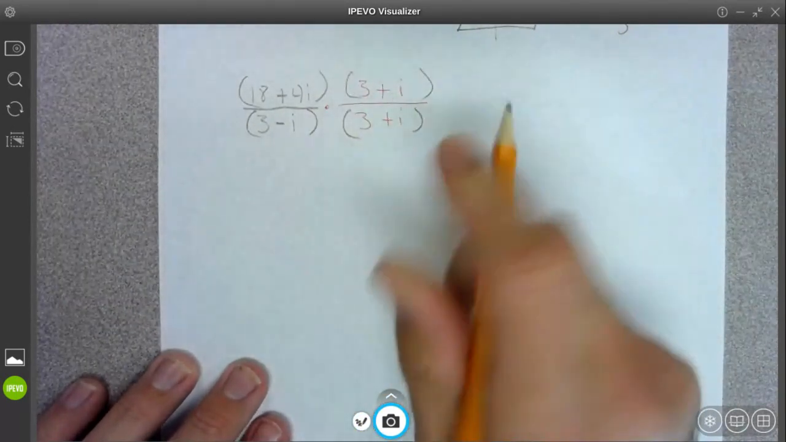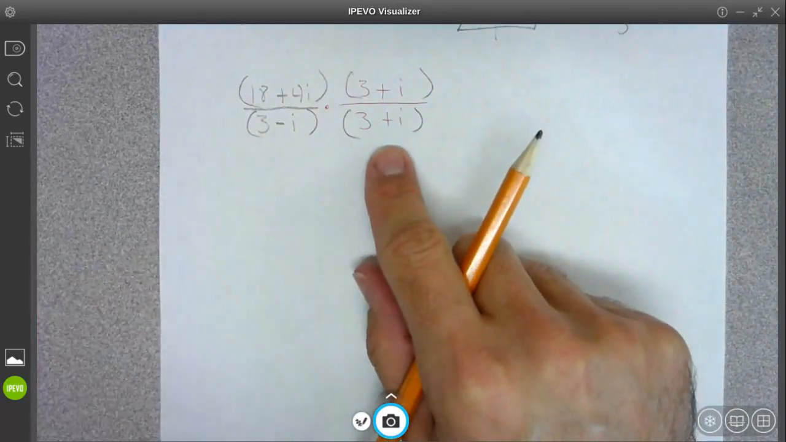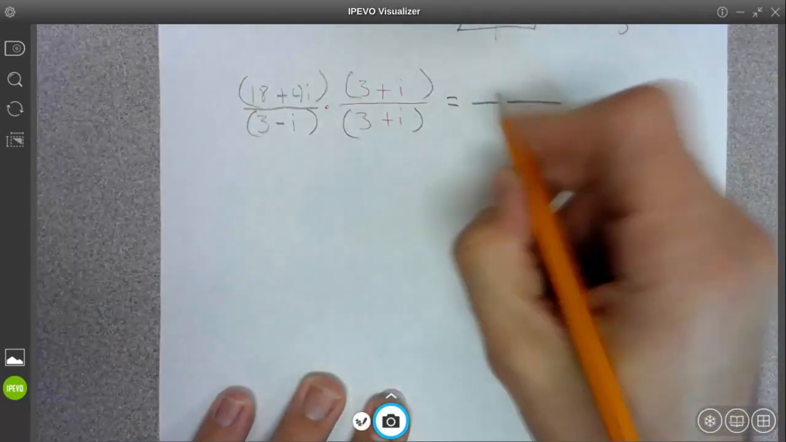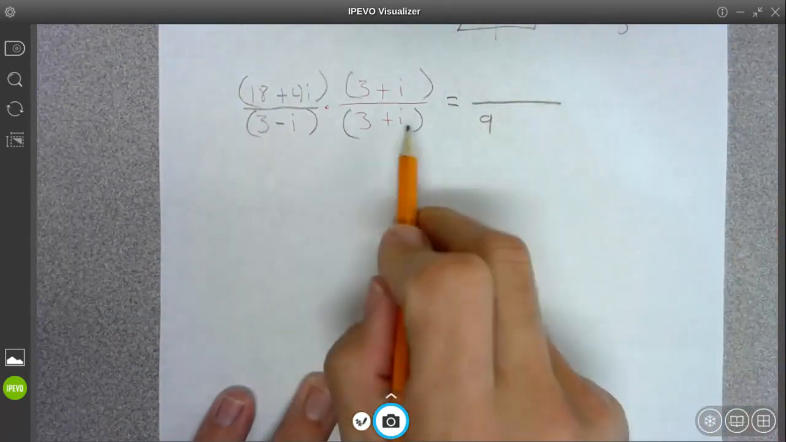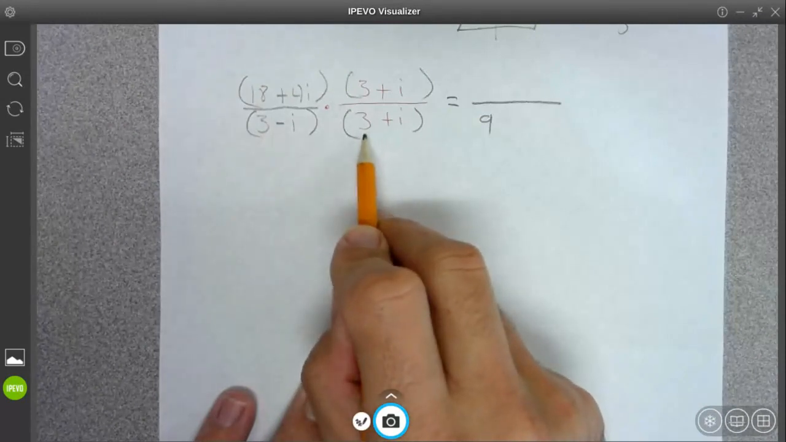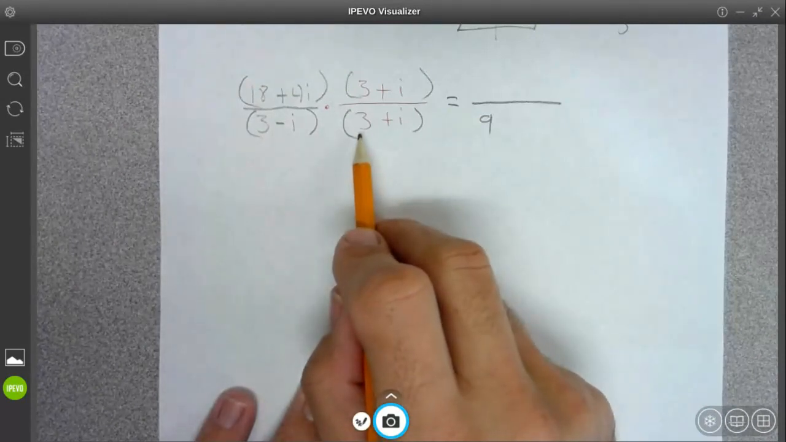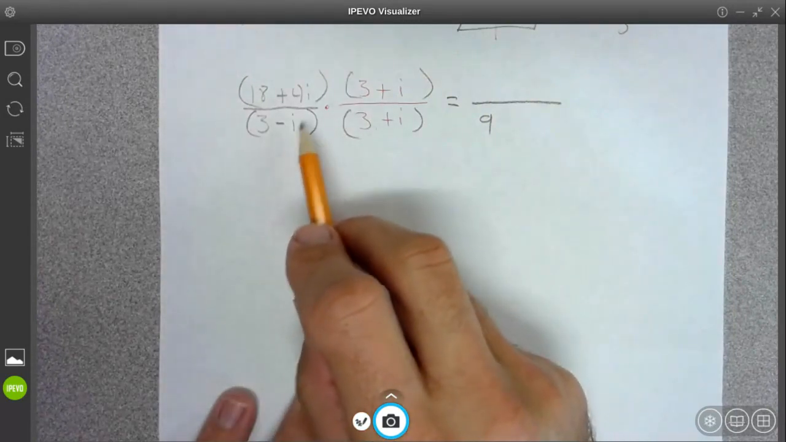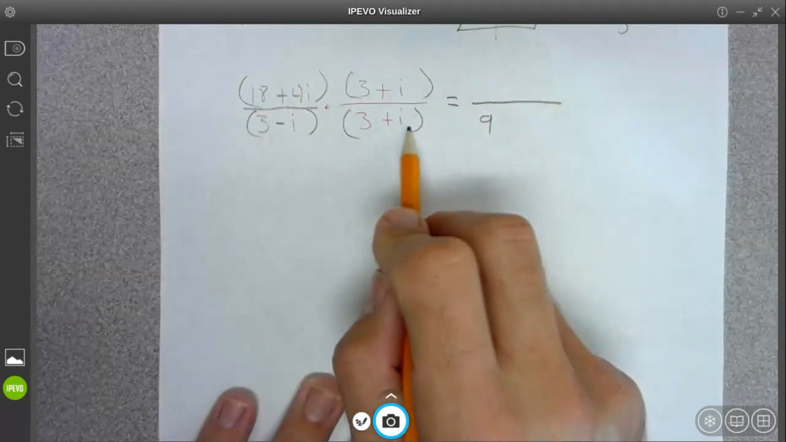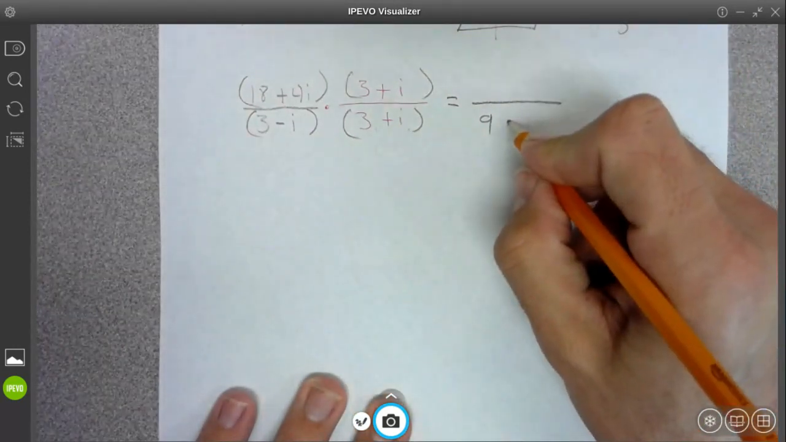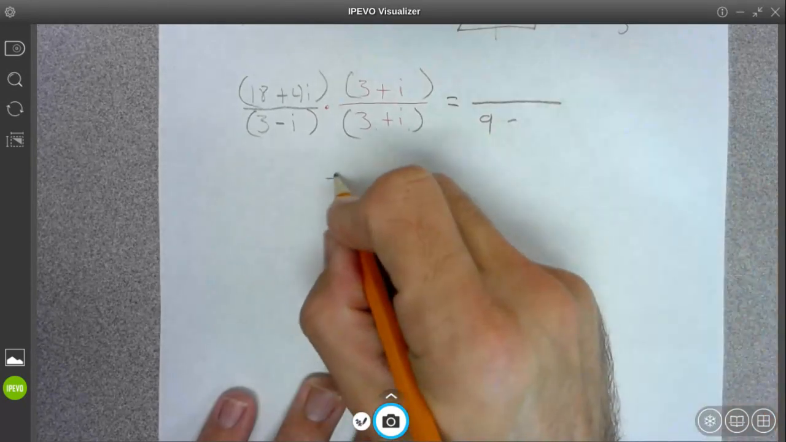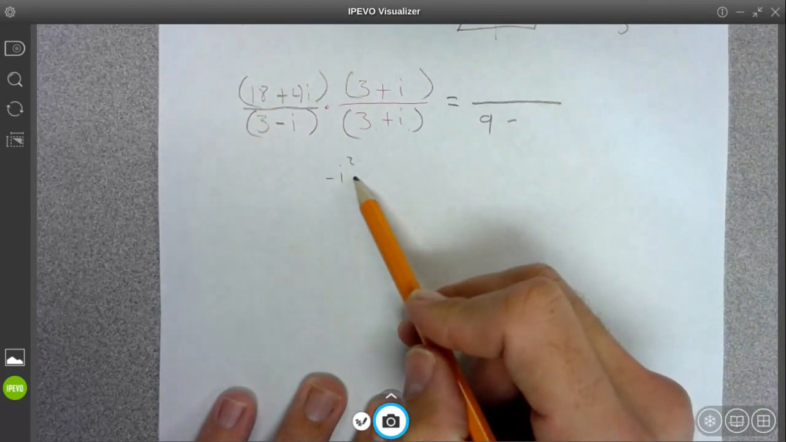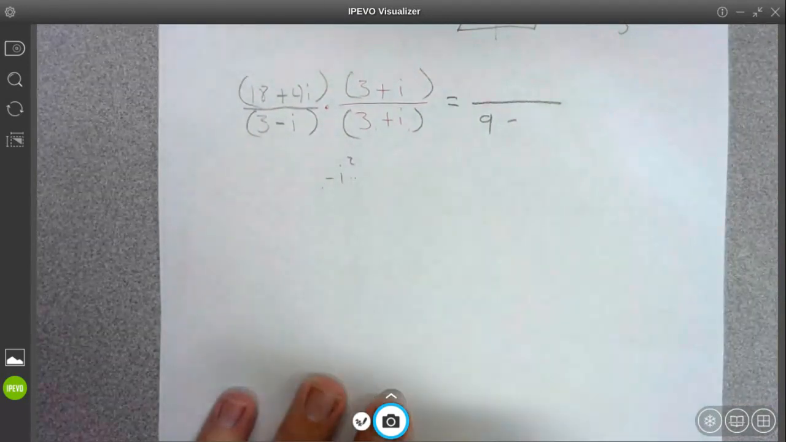When you do this enough, you start to learn the trick for multiplying by the conjugate. I'll show you that here in a sec. So 3 times the 3 is going to be a 9. 3 times the i and negative i times the 3, those middle terms are going to cancel, because you'll have a 3i and a negative 3i. And then negative i times i is negative i squared. But i squared is equal to negative 1. So you end up with a negative 1.